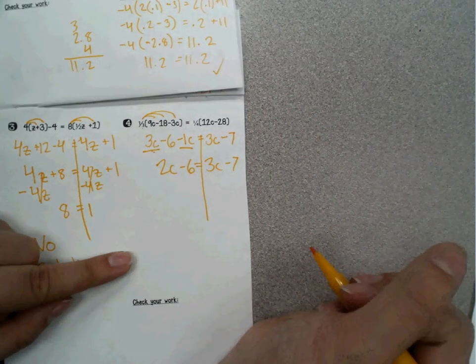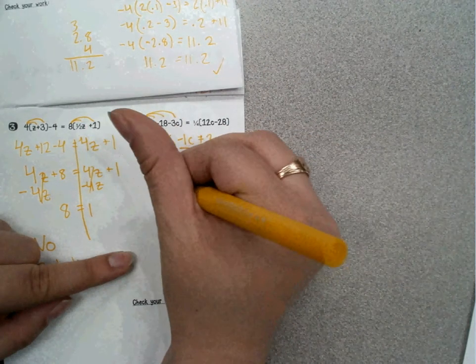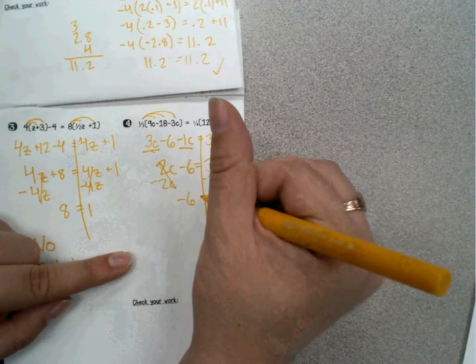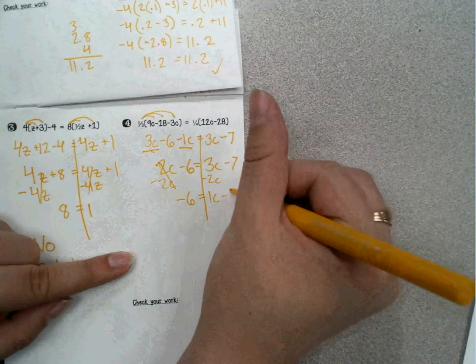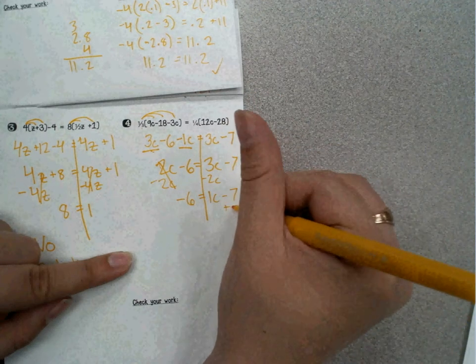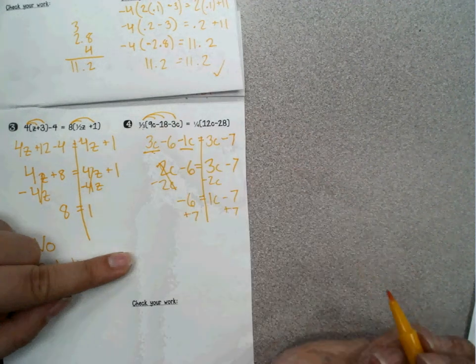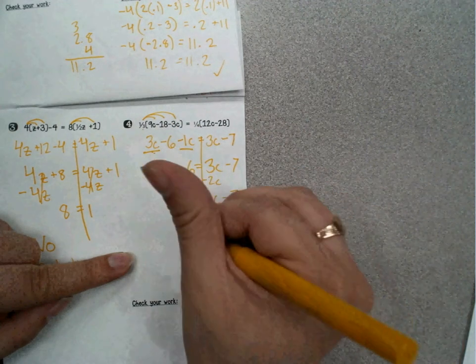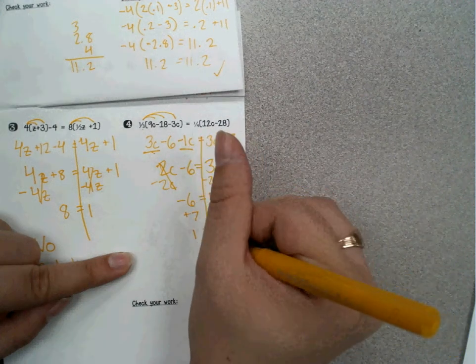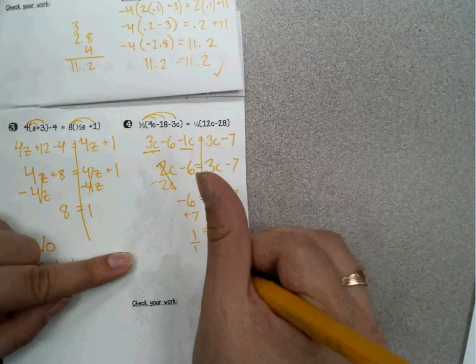We want to move the variable first and the smaller one. The smaller one is 2c, so we're going to subtract 2c and subtract 2c. So we're left with -6 equals 1c minus 7. We want to get this constant away from the variable, so we're going to add 7. -6 plus 7 is 1 equals 1c. So really, if you wanted to, you could divide by 1, but we get c equals 1.